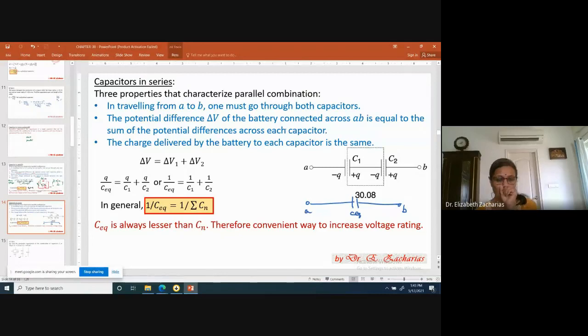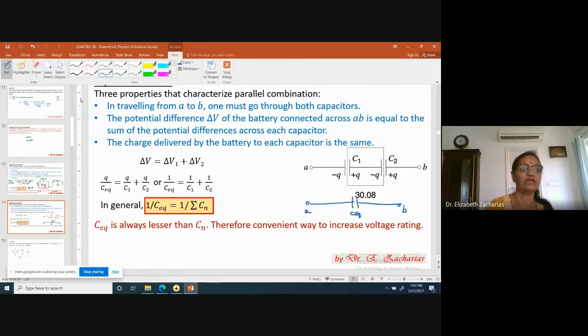Okay. So what are the characteristics of here? This is the problem with cutting and pasting. One sec.